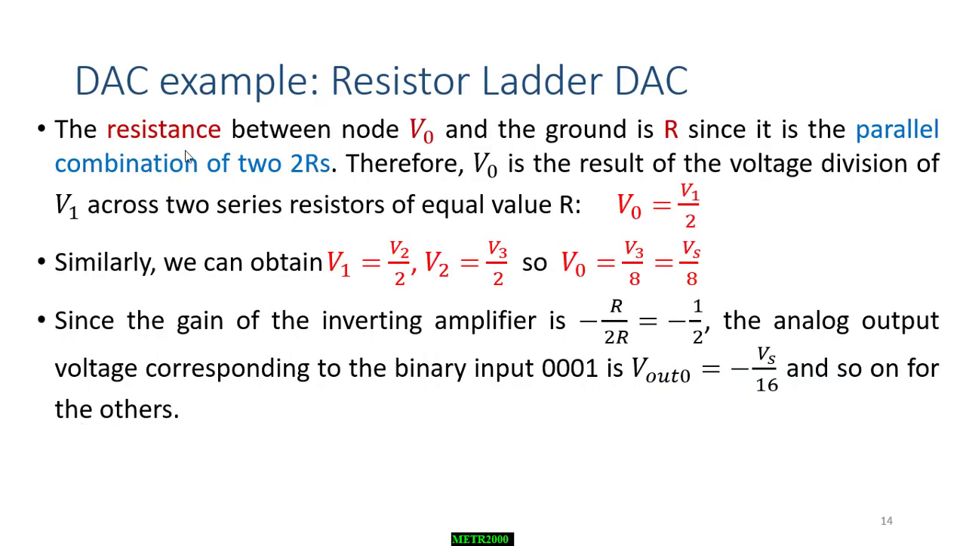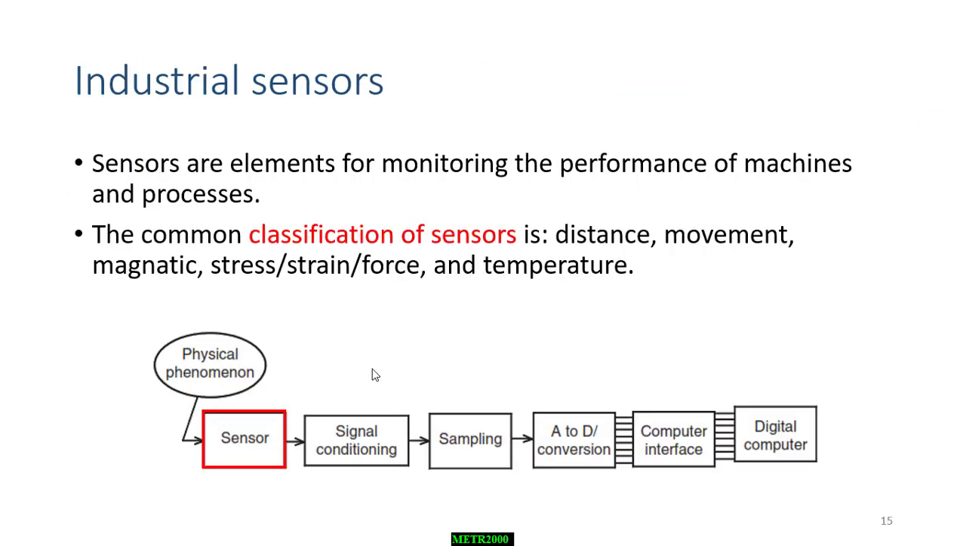So the resistance between a node V0 and the ground is R, since it is parallel to the combination of 2R. So the first value V1 is equal to V2 over 2, V2 is equal to V3 over 2, and V0 is equal to V3 over 8 or Vs over 8. Remember, we just need to find two values of resistors. This makes this circuit very important.